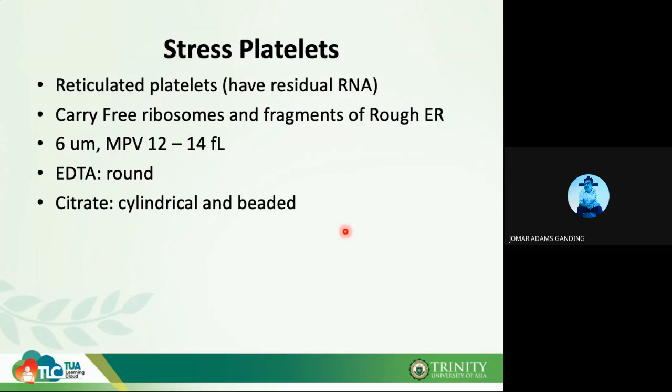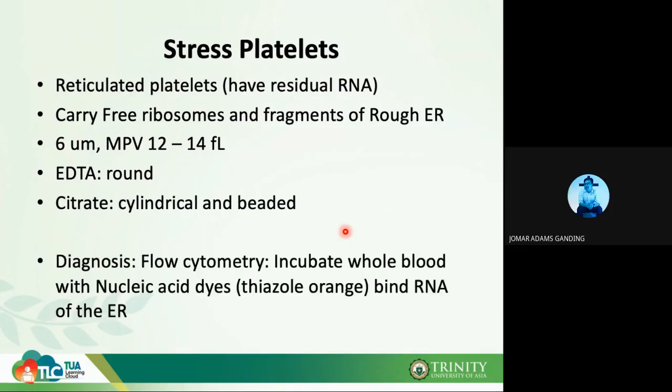It's very important to identify these stress platelets because the release of stress platelets is just a response of your body in cases of extreme thrombocytopenia. So makikisulat po, your stress platelets are released in your peripheral blood in extreme cases where your thrombocytes are really low. Your stress platelets can be identified using your flow cytometer.